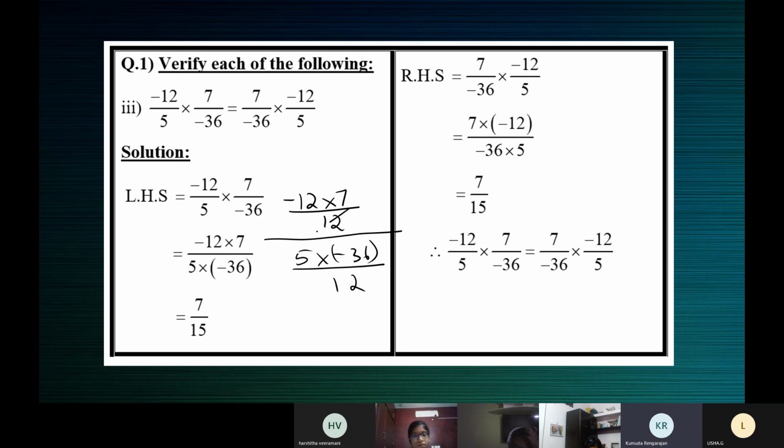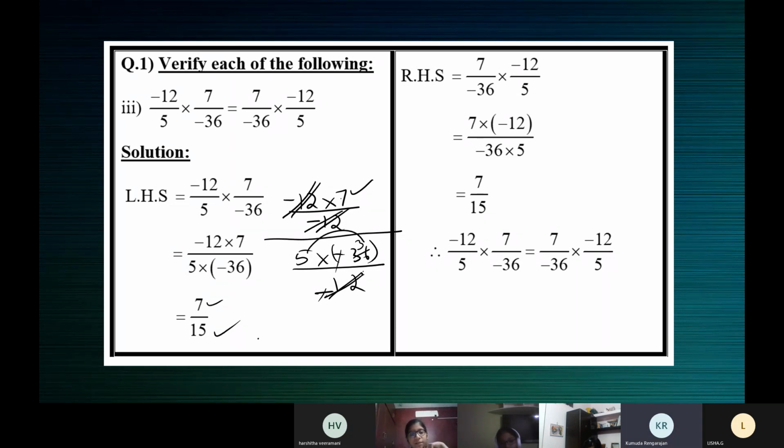So now what happens? This 12 and 12 gets cancelled. 12 ones are 12 and 12 threes are 36. That's what you see here. In the next step, minus and minus cancelling out, we divide by minus 1. Or I can straight away say divide by minus 12. Then minus 12 and minus 12 gets cancelled, and this minus and minus goes. 12 ones are 12, 12 threes are 36. So 7 by 15. I hope you can see that. 7 by 5 threes are 15.